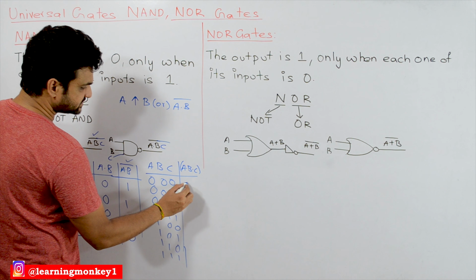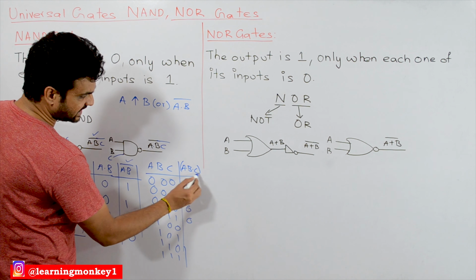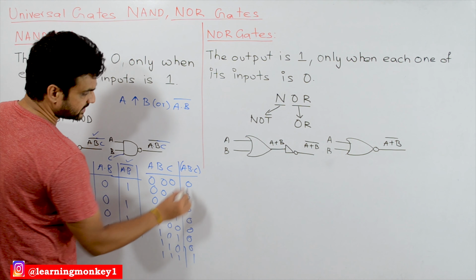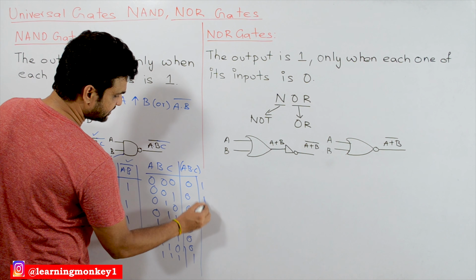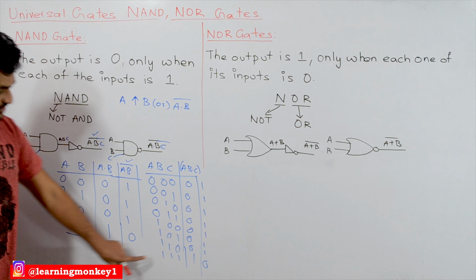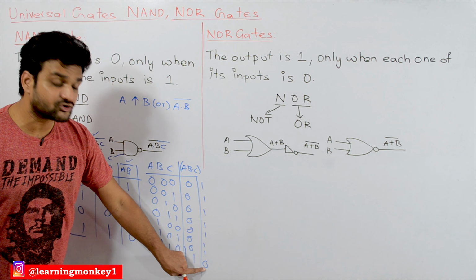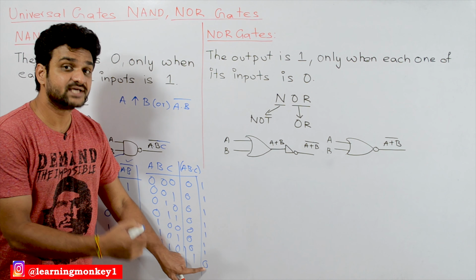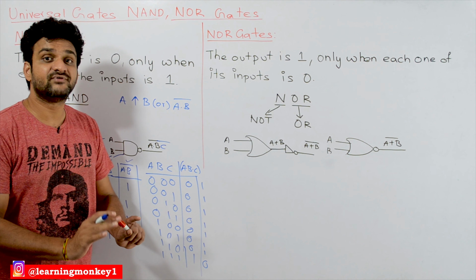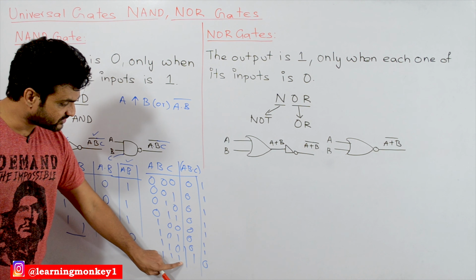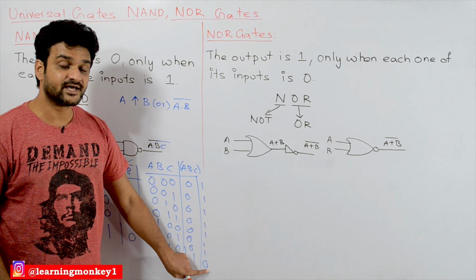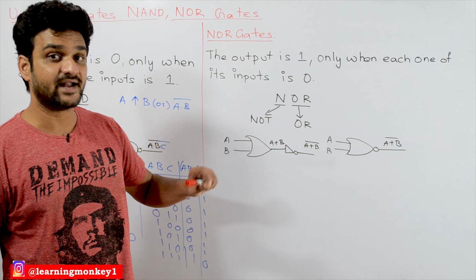A dot B dot C is 0 0 0 0. This is the AND operation. Complementing the AND operation gives the NAND operation, and the complement of it is going to be 1 1 1 1 1 1 1. This one is 0. So where are we going to get 0 as the output? The 0 as the output will be obtained whenever all the inputs are ones. For a NAND gate, whenever all the inputs are ones, it is going to generate a 0. That is the logic behind the NAND gate.